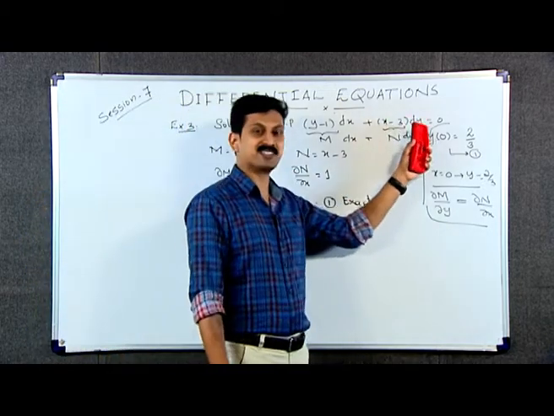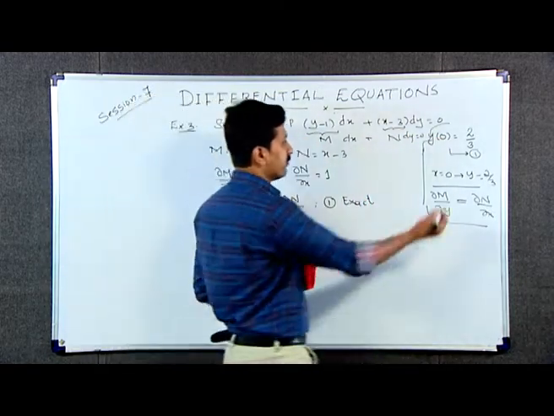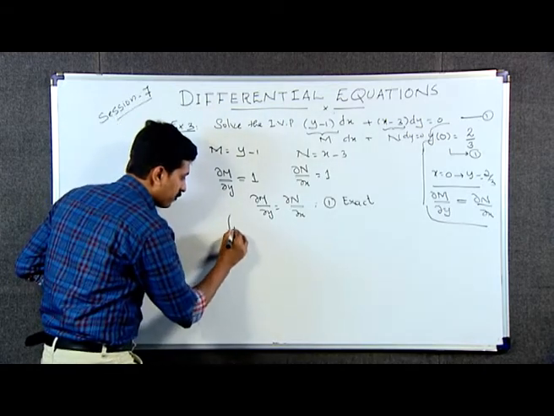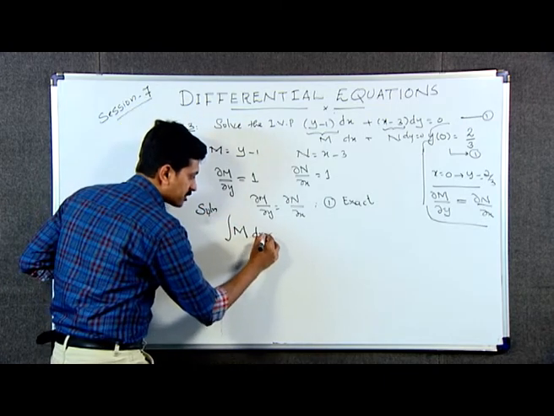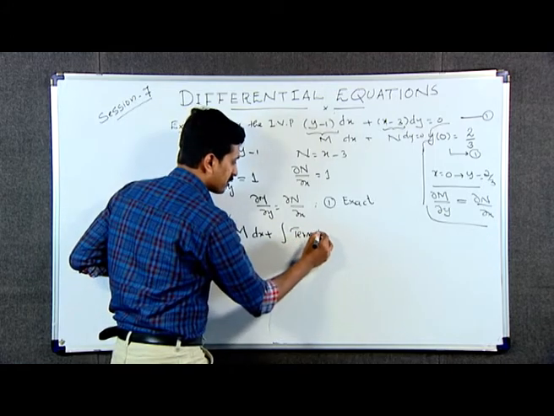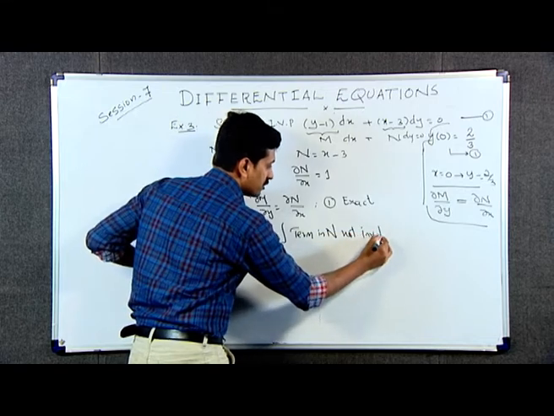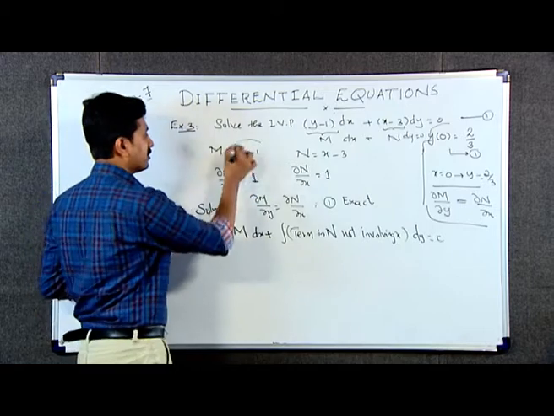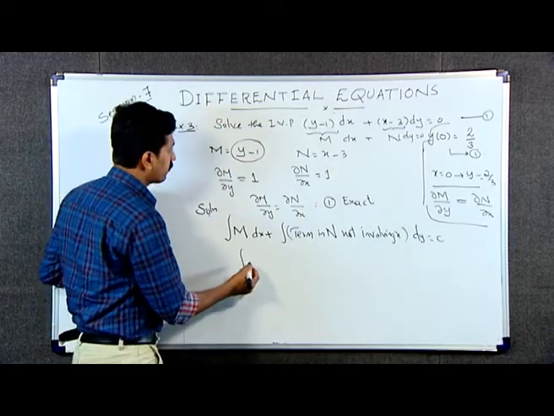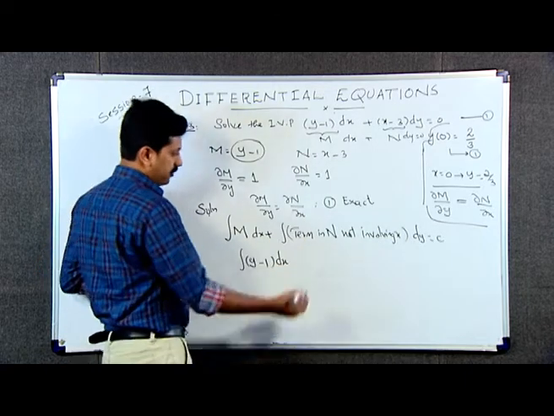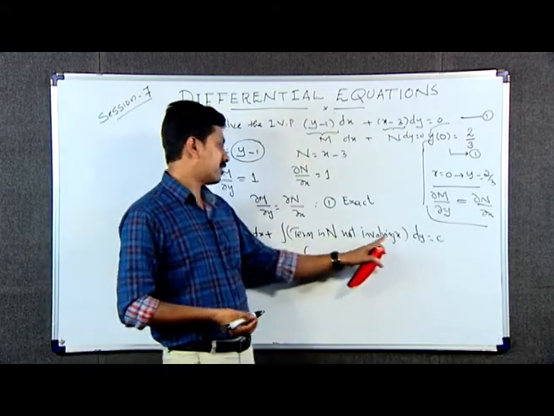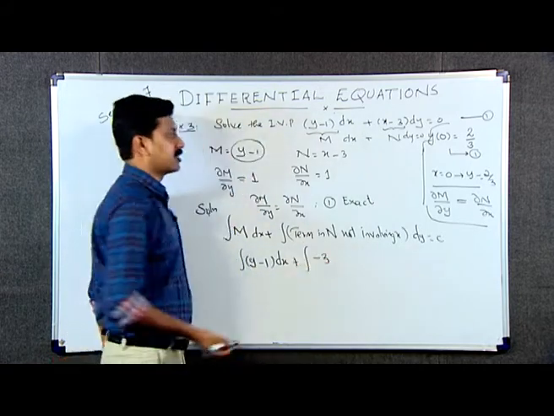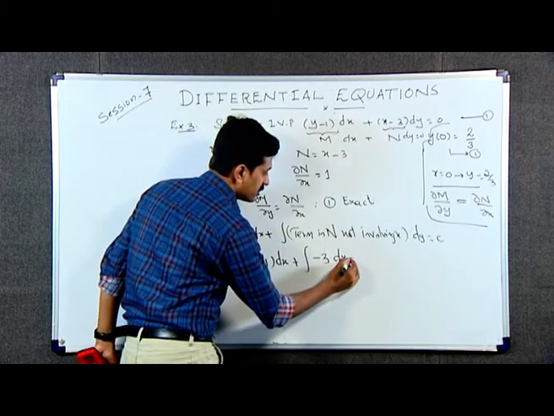Therefore, equation 1, the given differential equation, is exact. Because 1 is exact, we are able to solve our differential equation 1 by using the above mentioned formula. What is the formula? The solution is integral of M dx plus integral of terms in N not involving x dy is equal to c. M is y − 1, so we can write the integral of (y − 1) dx plus the integral of terms in N not involving x. The first term is x, which involves x; the second term is −3, which does not contain x. Therefore only the −3 remains: −3 dy is equal to c.